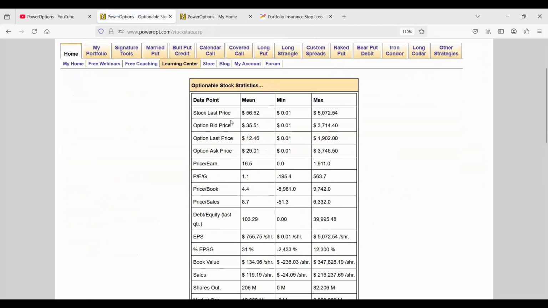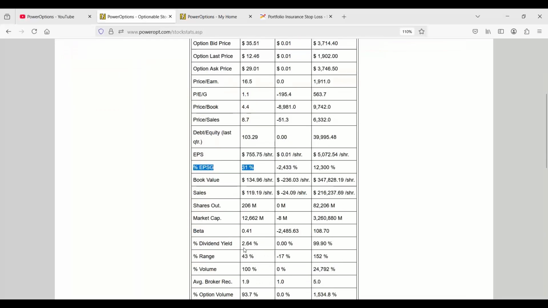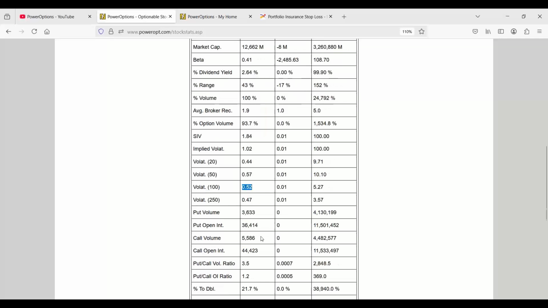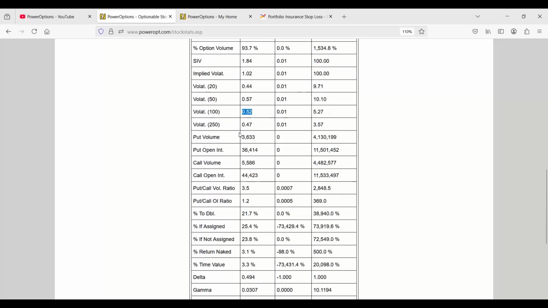And this gives you the average, essentially, is what we're looking for at various criteria across all optionable stocks. What is the earnings per share growth, average earnings per share growth across all optionable stocks, some different stock criteria. But the average implied volatility, 20-day volatility, 50-day volatility, 100-day volatility across all stocks, put volume, call volume, put call volume ratio, the average across the entire market, and much more.